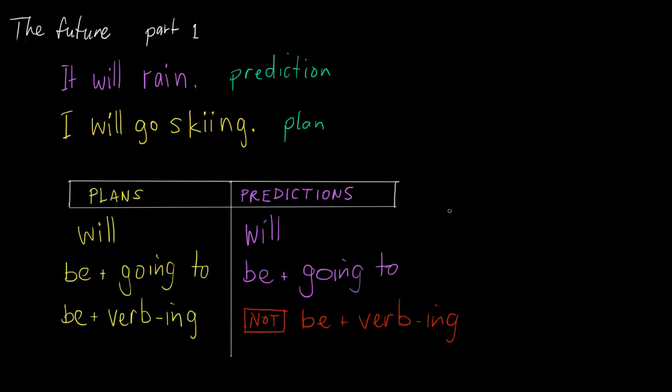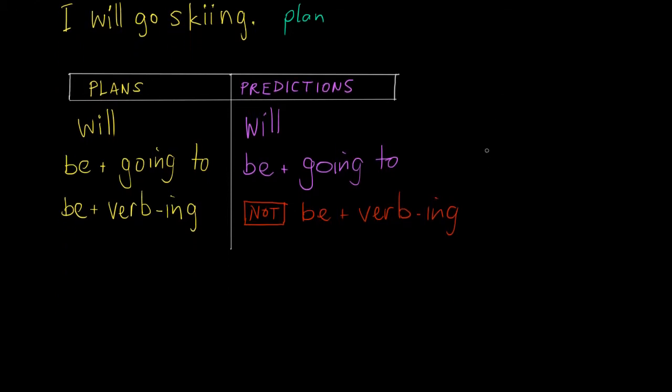Let's look at a table which deals with this in a little bit more detail. You can see that for both plans and predictions we can use will, and you see that here. So I'm using purple for predictions and yellow for plans in this video. Now the other way you can do it is with a be verb, any be verb plus going to, and again for predictions it's possible. Now the main difference, I guess, one of the main differences is that you can use a be verb plus any verb in the ing form, whereas for predictions you can't do it. Let's go down and look at some examples here.